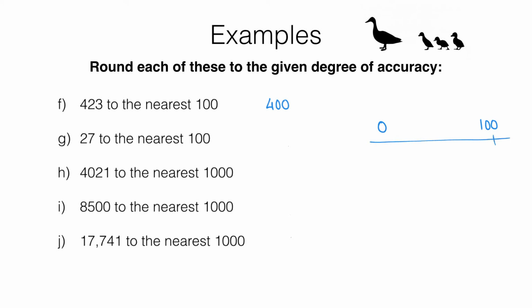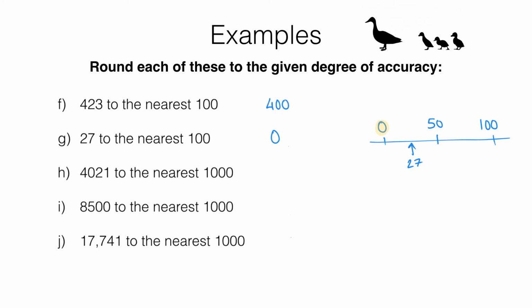So here's our number line. What's exactly halfway between these? Well, that's 50. And that's going to help us decide which is closer to 27. 27 is in here, and you can see that the one that's closest to 27 is 0. It's not 100. So 27 is going to round to 0 when rounded to the nearest 100.